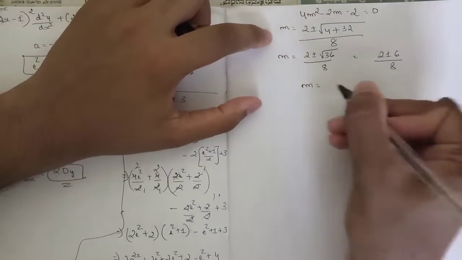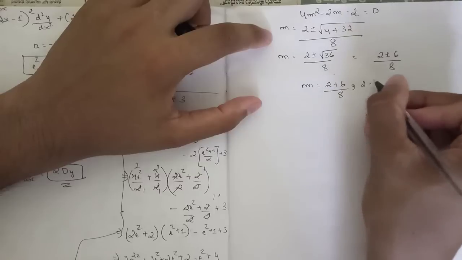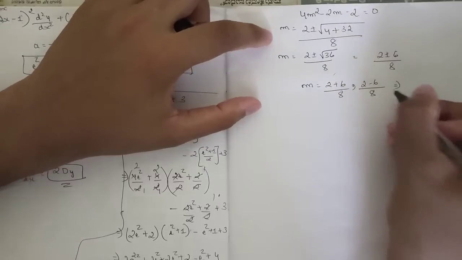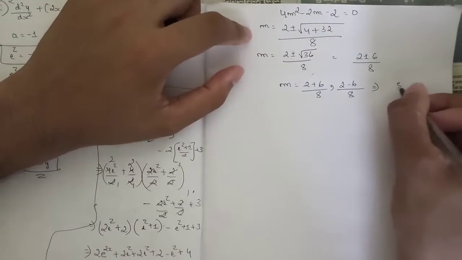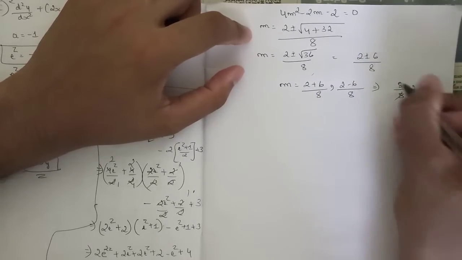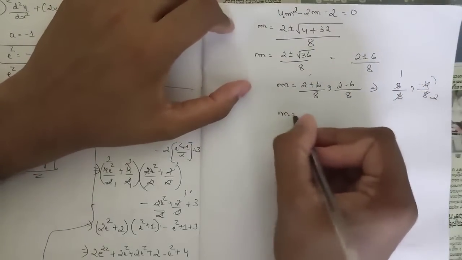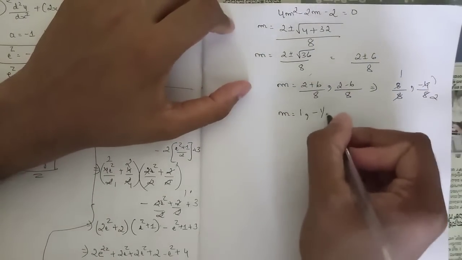So we get m as either 2 plus 6 by 8 or 2 minus 6 by 8, that is 2 plus 6 is 8 and 2 minus 6 is minus 4, so this is equal to 1. 4 ones are 4, 2 4s are 8, so therefore our roots are 1 comma minus half.